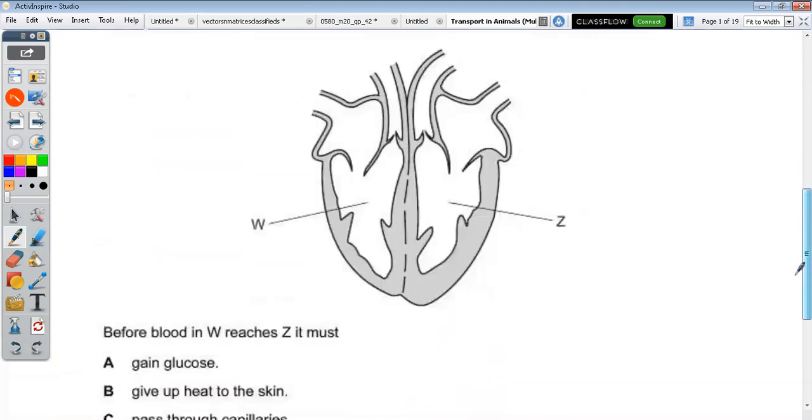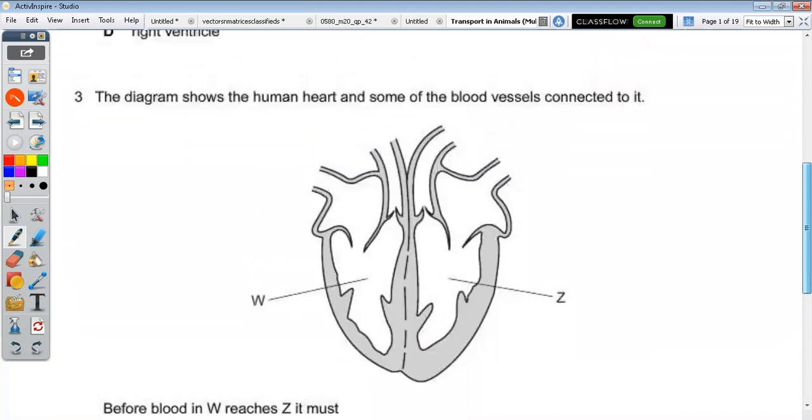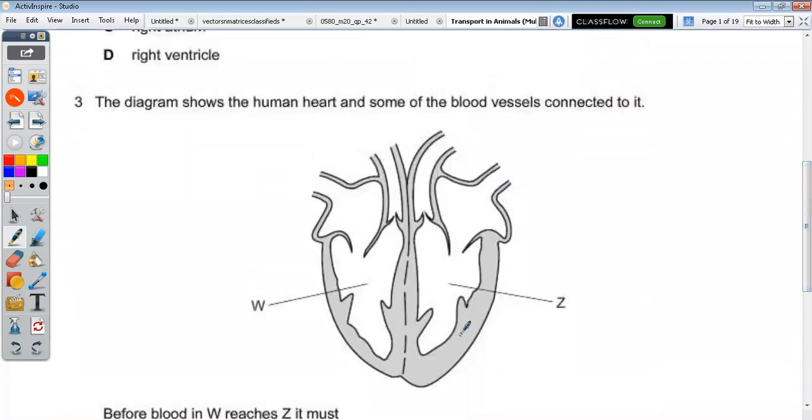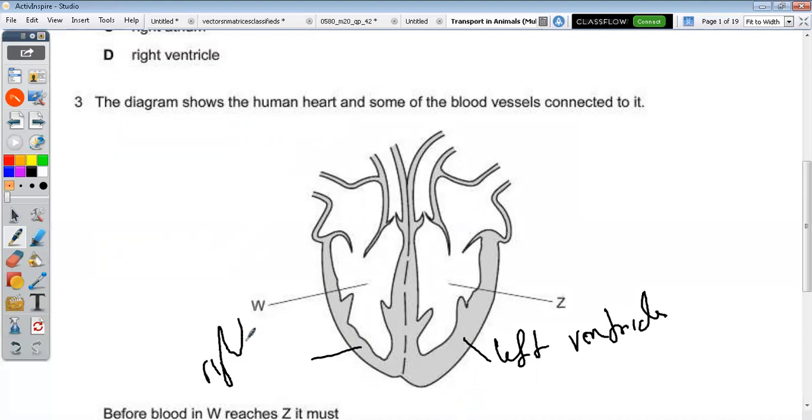Now look at this. You see which side is thicker? This side. So this is the left what? Ventricle. Before we answer the question, we need to be good at looking at the heart and parts of the heart. This is the right ventricle. Clear?